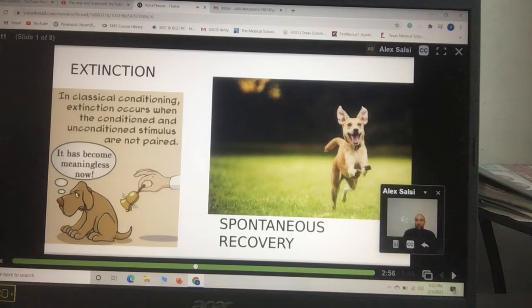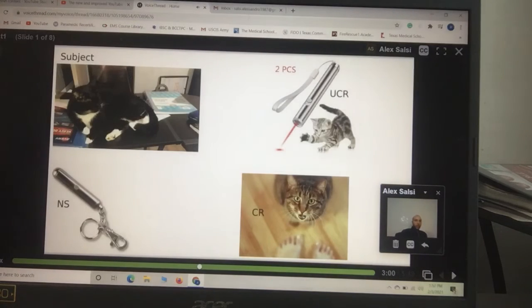And now I'm going to briefly expose my experiment. I conditioned my cat in the upper left corner with a laser pointer. The unconditioned stimulus will be the laser, the red dot. The unconditioned response will be the cat getting excited at the laser, that she would naturally get excited.